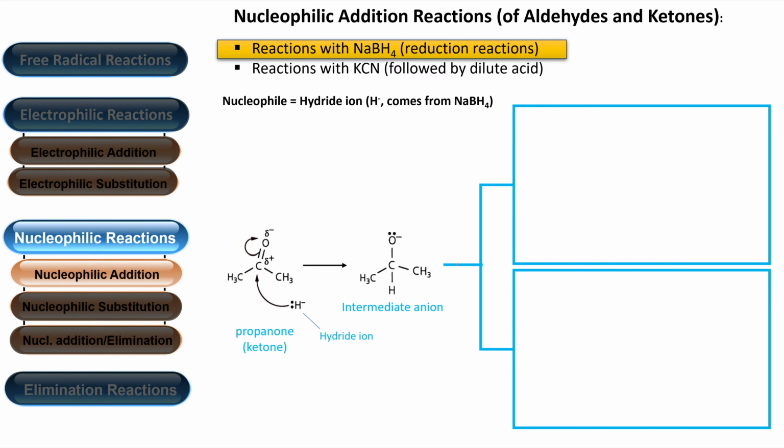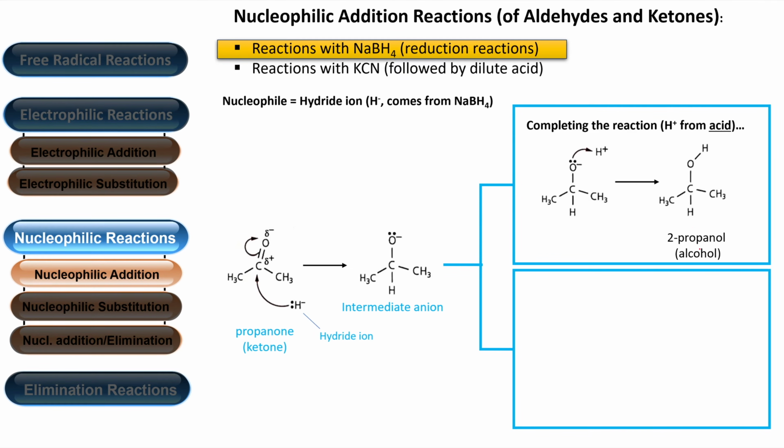The reaction is completed by addition of hydrogen ions, which can again come from acid or water. If they come from acid, oxygen makes a bond with the hydrogen, and we get 2-propanol at the end, which is an alcohol. If the hydrogen ions come from water, oxygen again makes a bond with the hydrogen, while the bond between the hydrogen and oxygen in water is broken.